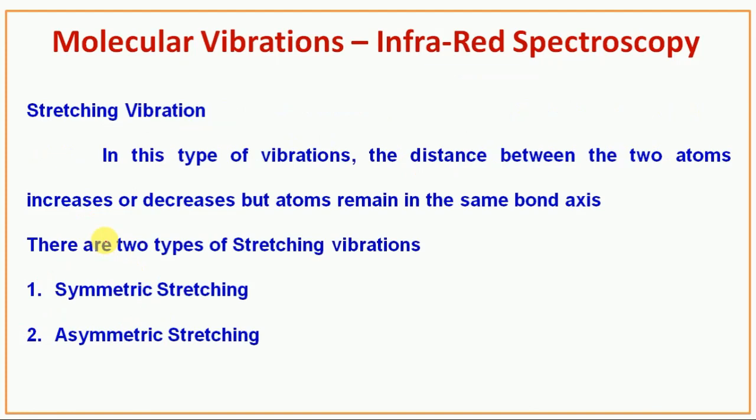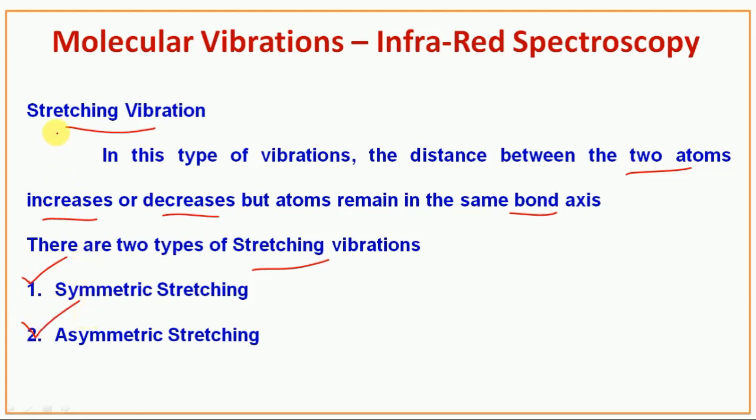First one, stretching vibration. In this type of vibration, the distance between the two atoms increases or decreases, but the atoms remain in the same bond axis. What is meant by stretching vibration? The distance between the two atoms increases or decreases, but atoms remain in the same bond axis. There are two types of stretching vibrations. The first one is symmetric stretching, the second one is asymmetric stretching. Now one by one we will discuss.